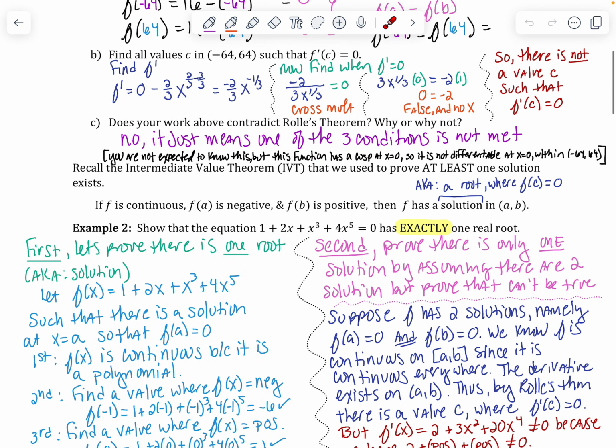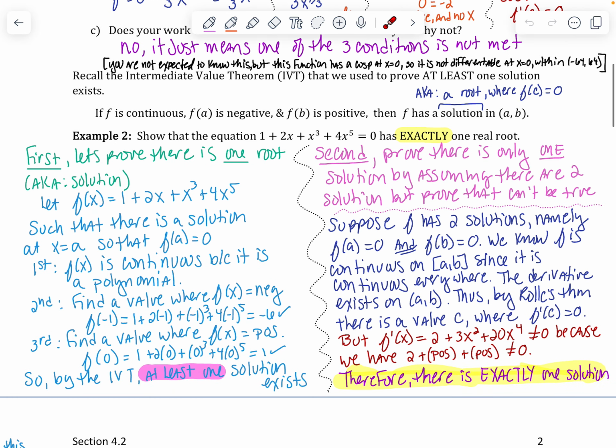Okay. So now, one other thing is, remember the intermediate value theorem? We use this to prove there's at least one solution. We can often use this in conjunction with Rolle's theorem. To restate the intermediate value theorem, if f is a continuous function and it has a negative output and a positive output, then there has to be what we refer to as a solution in the interval that these two outputs are creating. A solution is basically a root, or where the function, not the derivative, but the function equals 0.